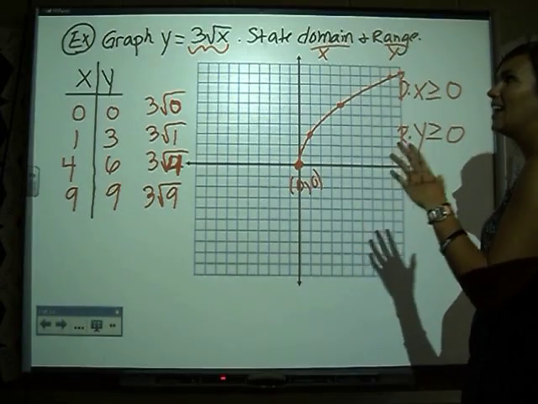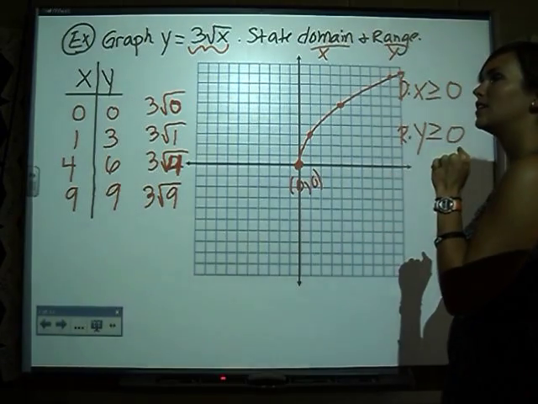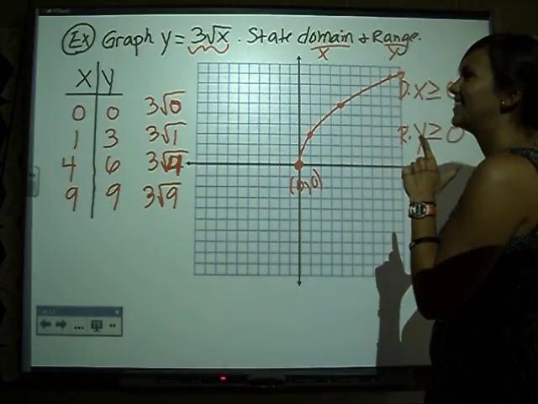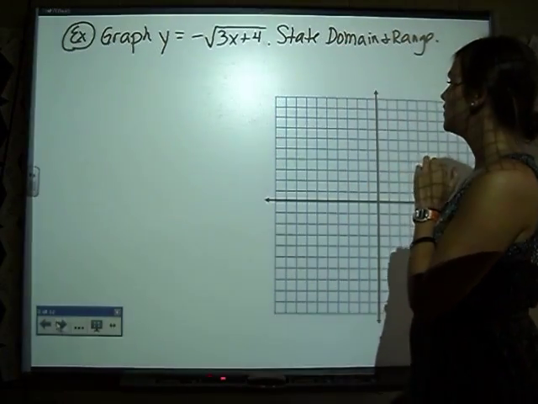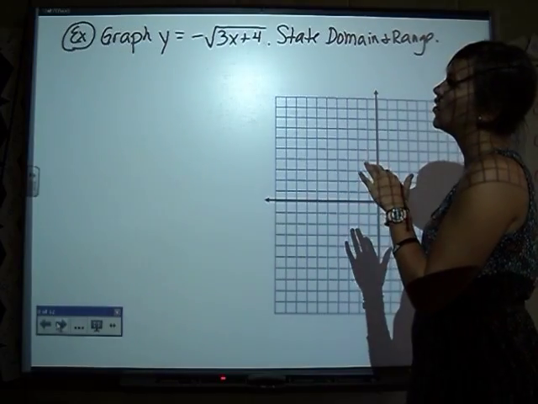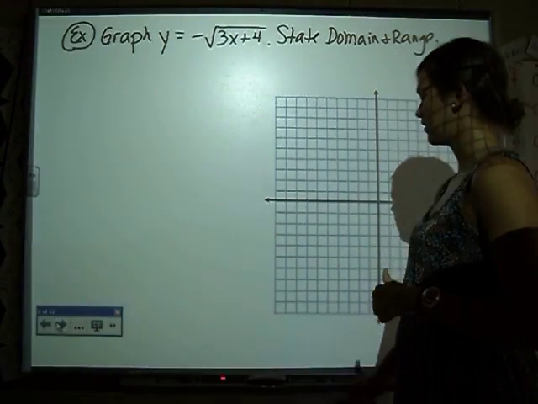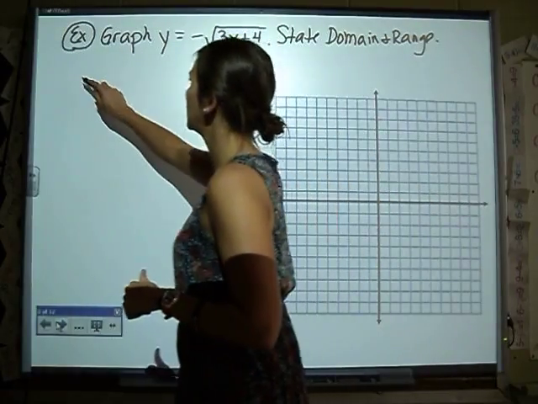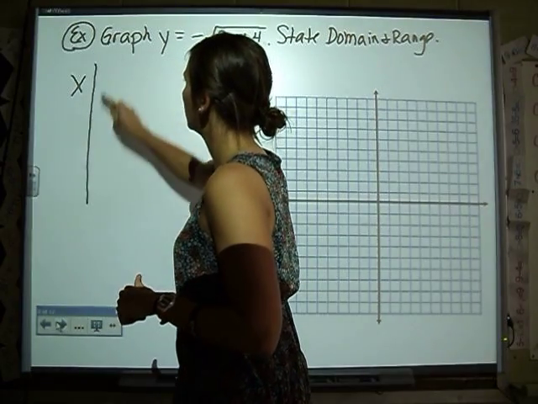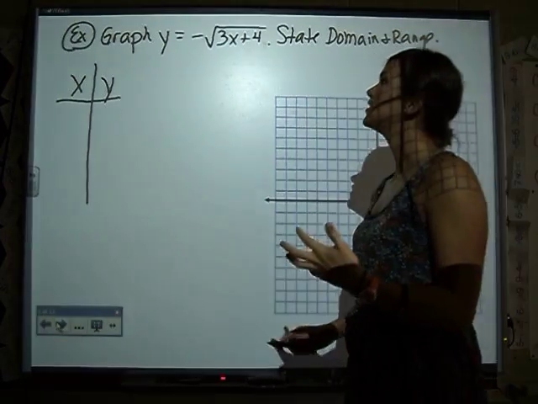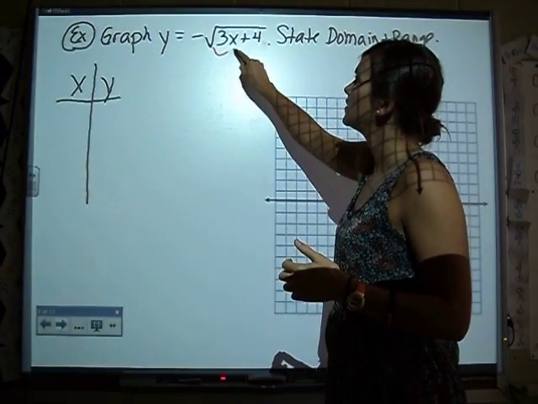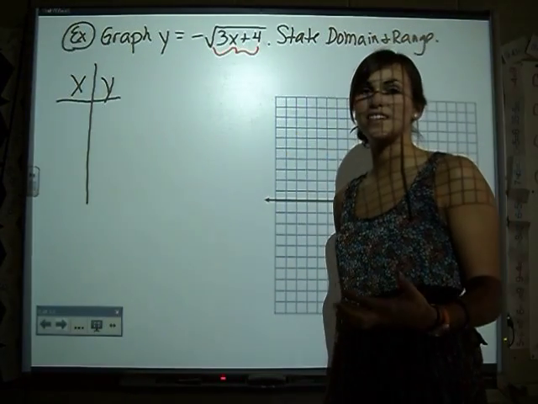We're going to add a somewhat slightly more messy square root in this next one. Okay, so now we're going to be graphing negative square root of 3x plus 4. We're still going to make a table, and our goal is still going to be the same. We want to be able to take the square root of a nice number.